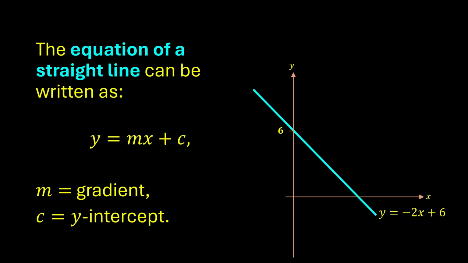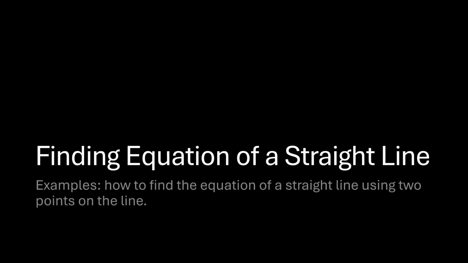For y equals minus 2x plus 6, the line is parallel but shifted upwards to the previous line, so it now cuts the y-axis at 6. Let's now take a look at some examples of how to find the equation of a straight line by using 2 points on the line.